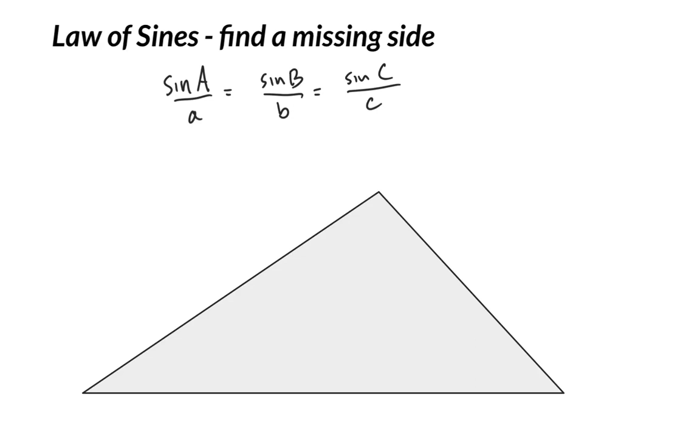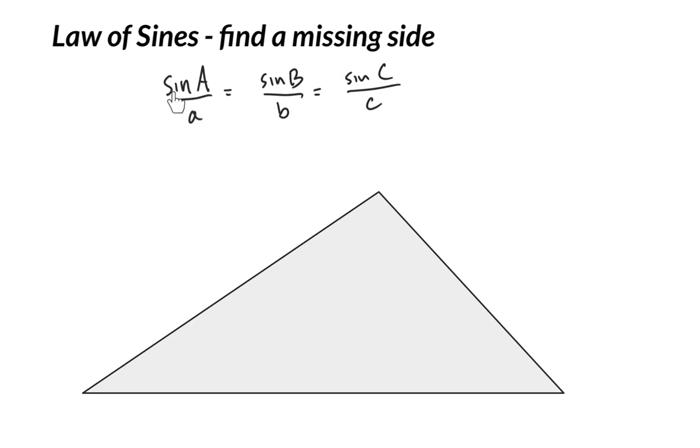The law of sines is a way that we can find missing sides or angles of non-right triangles. So if you had a right triangle, you'd want to use SOHCAHTOA, the sine, cosine, tangent, and set up those ratios. But if it was a non-right triangle, we can use a relationship called the law of sines.